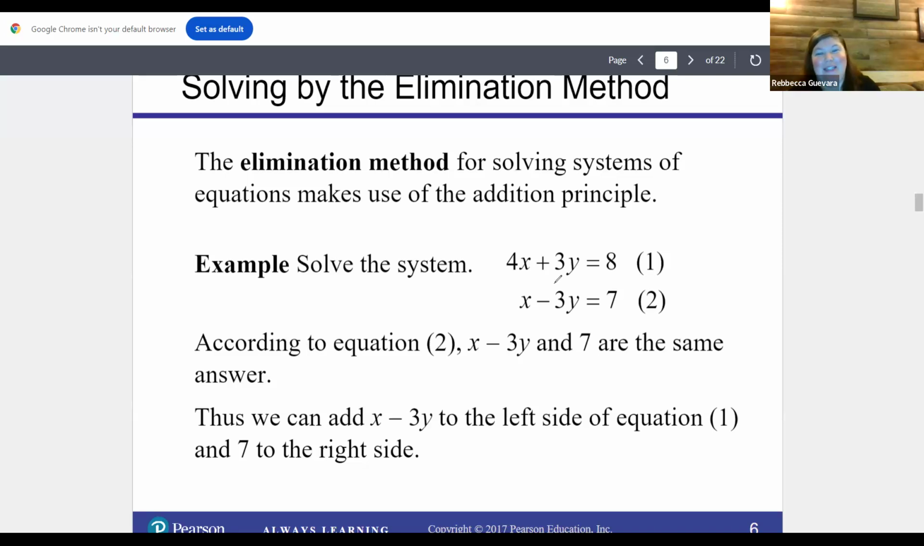So what I mean by that is that this is equal to this, meaning I can take this whole equation here and add it to this side. And I can take this 7 here and add it to this side, and I'm adding the same thing to both sides.